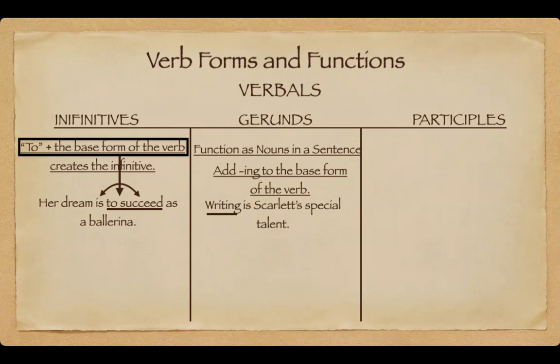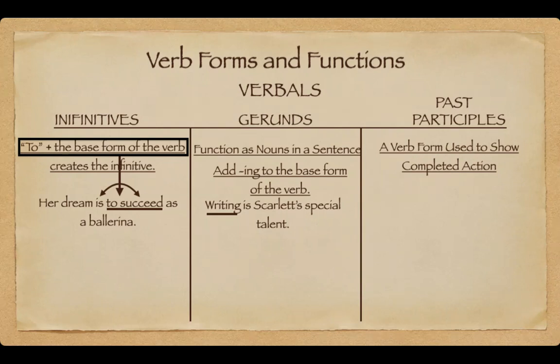Let's move on to participles. Participles have two types, past and present. Let's talk about the past participle. It's a verb form, actually, used to show completed mental or physical action.